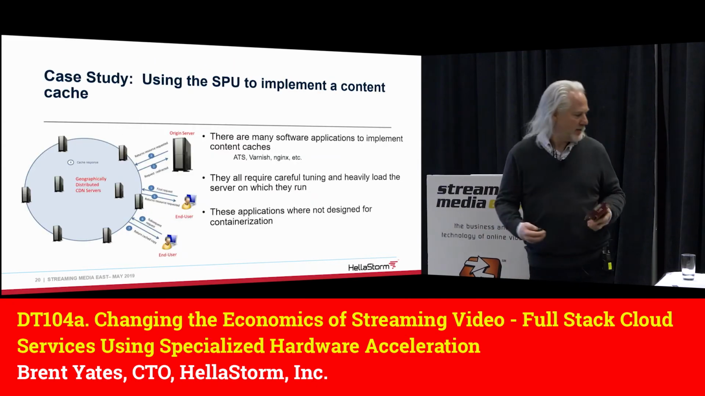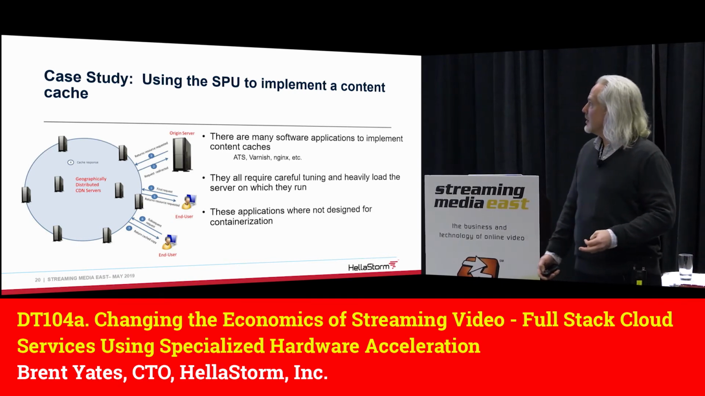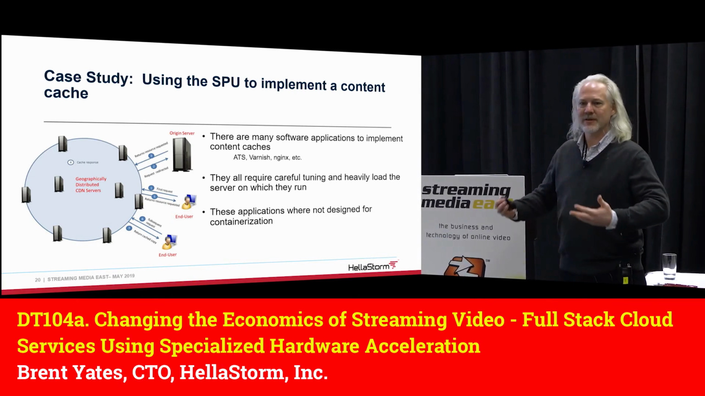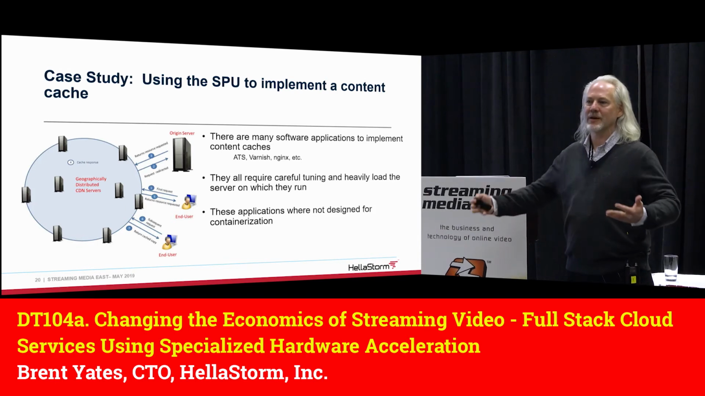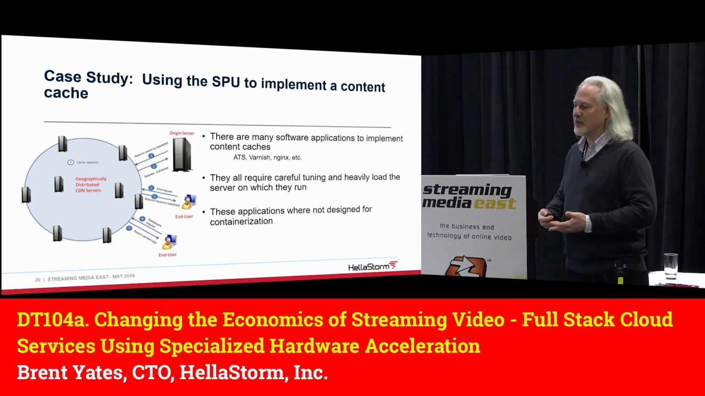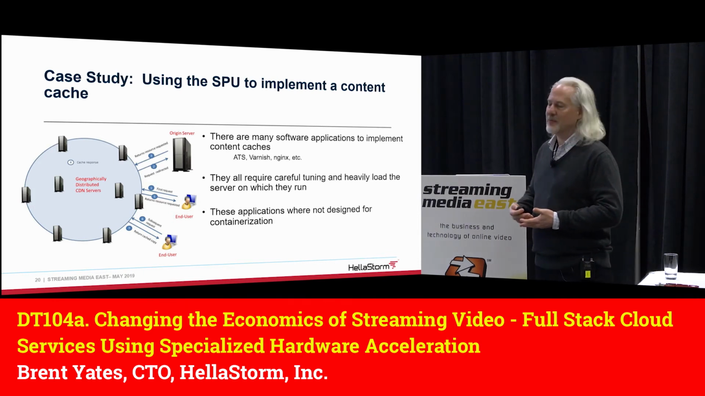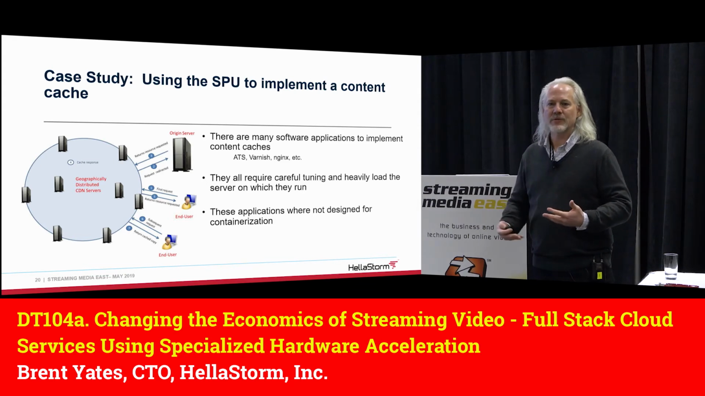So let me talk about a real-life use case for this, and that's the content cache. And we talk about the CDNs, and one of the big things they have to do is move data around their networks from place to place and keep it in a cache. And there are many software applications that do this. Varnish, Nginx, Apache Traffic Server, they're all written to do the same kind of problem.